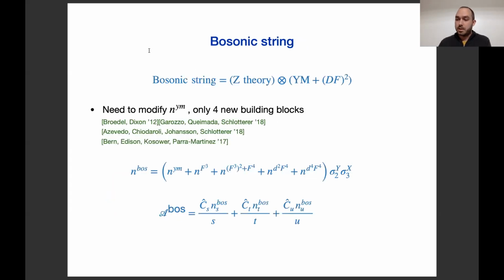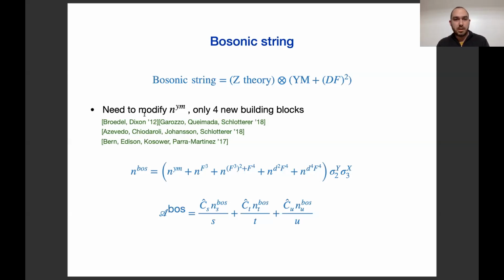Next, you can also do the same for the bosonic string. So the bosonic string is again Z theory, which we have in terms of the capital C's. And we just need some new type of numerators for Yang-Mills plus DF squared.